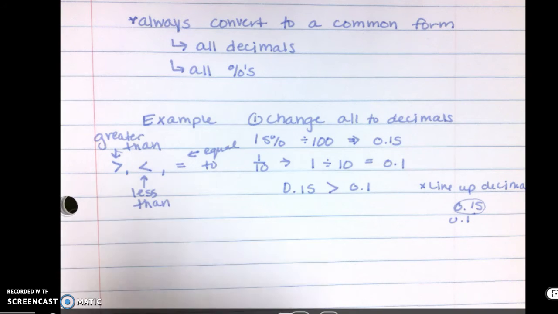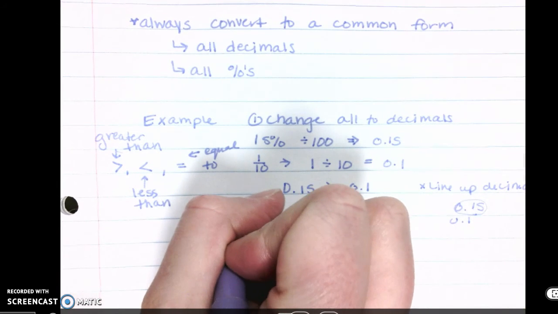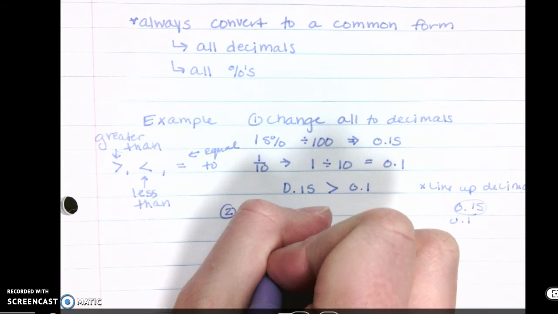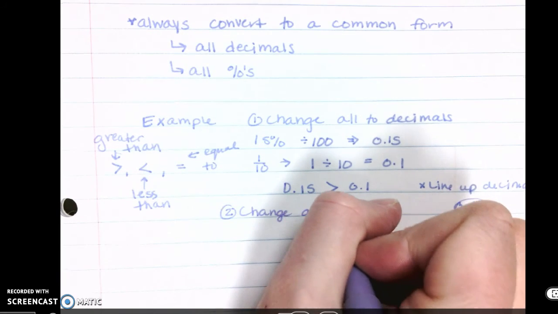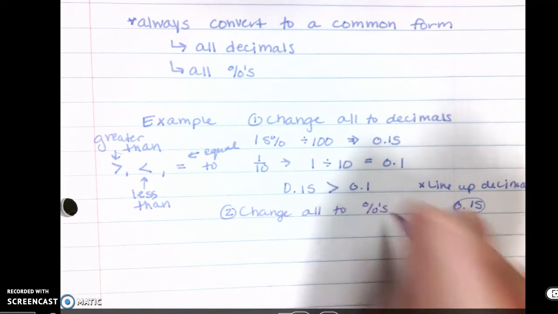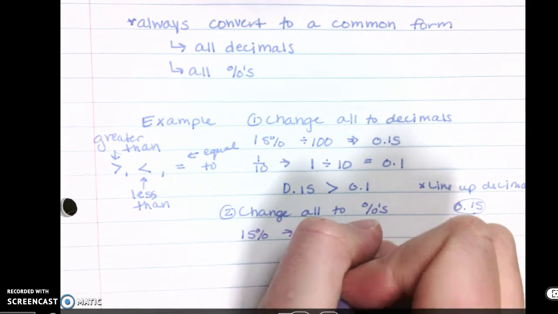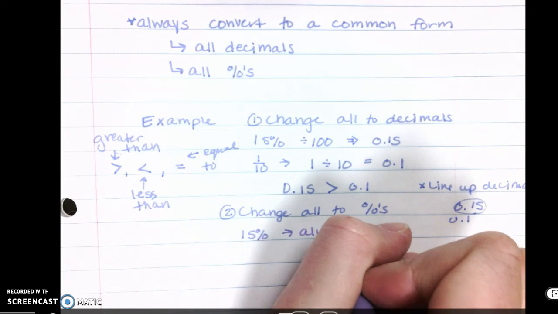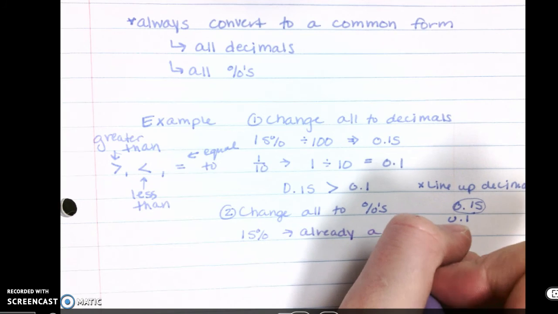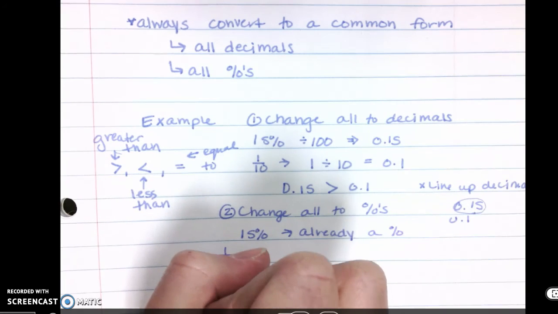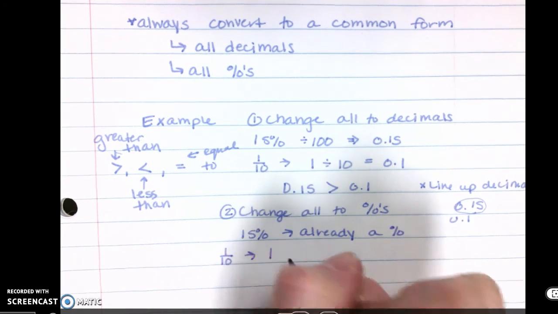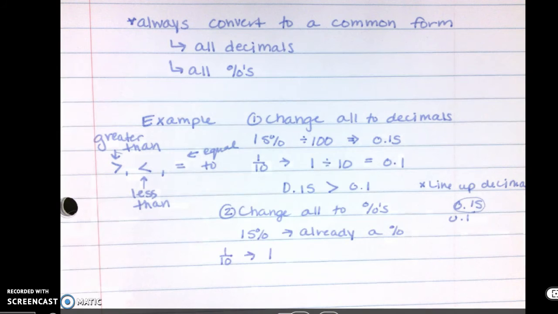So there's that method. Otherwise, what I can do is change all to percents. Well, in this case, 15% is already a percent. 1/10, however, there's a couple ways you could do this one. Now, some of you like to use equivalent fractions, and you can just multiply it out to a denominator of 100, and you got it.